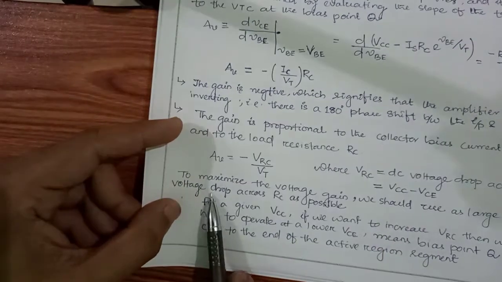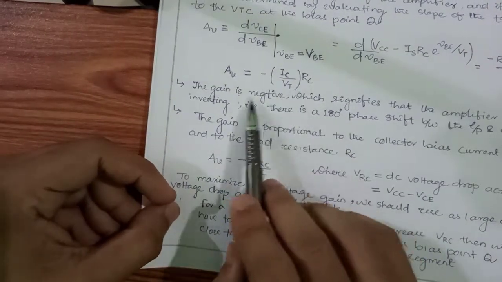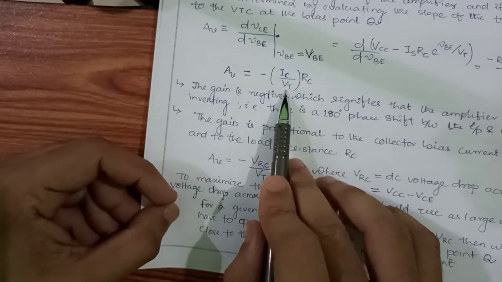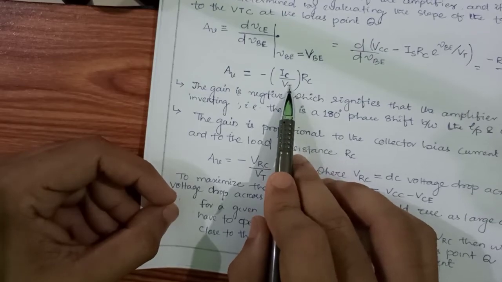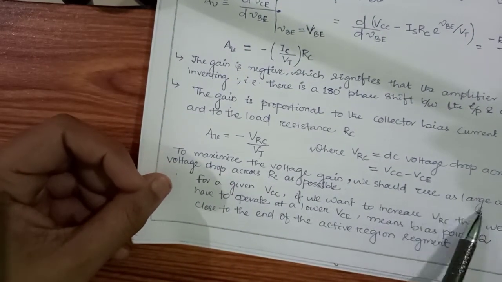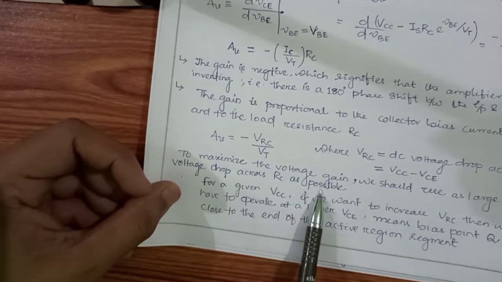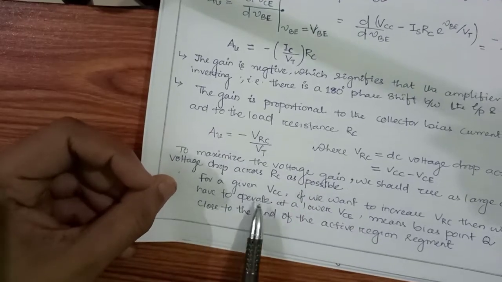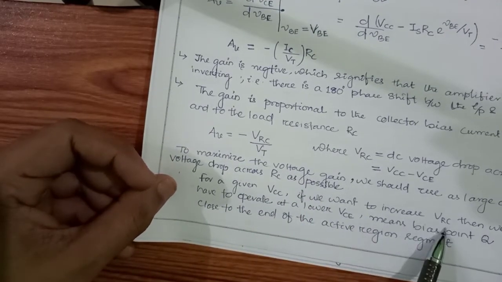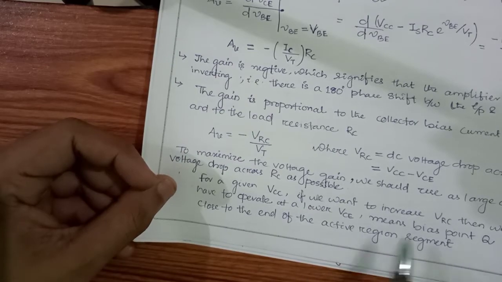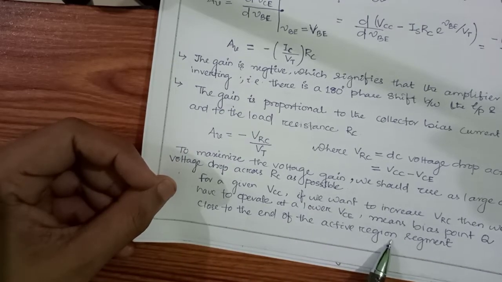To maximize the voltage gain, how can I maximize it? This V_T is fixed. For room temperature, the V_T value is 25 millivolt. I can't change this V_T. So to maximize the voltage gain, we should use as large a voltage drop across R_C as possible, meaning my I_C R_C or V_RC should be high. For a given V_CC, if we want to increase V_RC, then we have to operate at a lower V_CE. It means bias point Q close to the end of the active region segment.